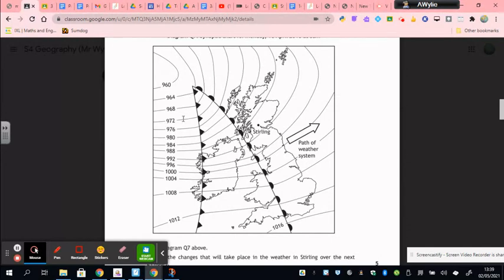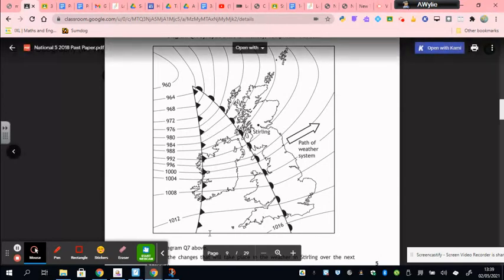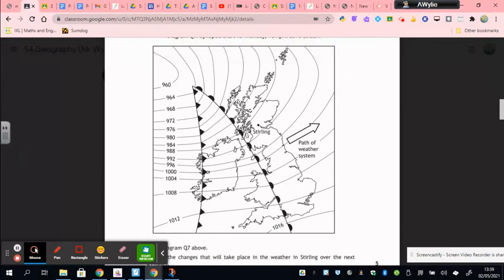So just to review this answer, we've used the isobars to tell us about the wind speed changes and the wind direction changes. We've used the weather fronts to talk about the temperature changes, as well as the amount of rainfall, whether it's steady or heavy. And the weather fronts also tell us about clouds.